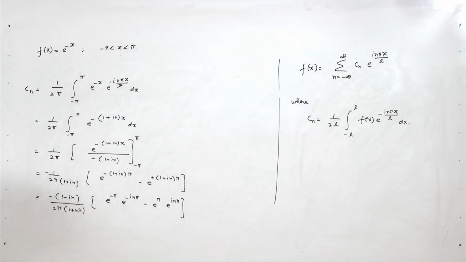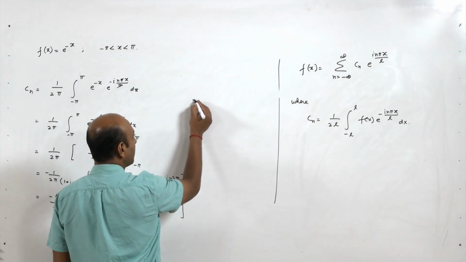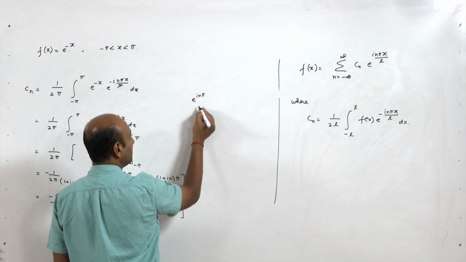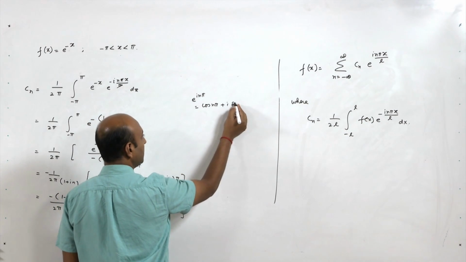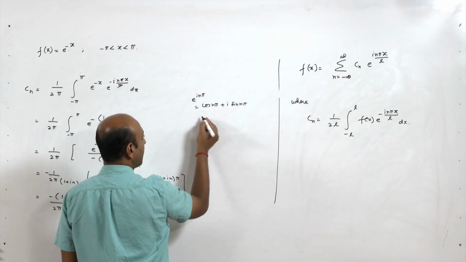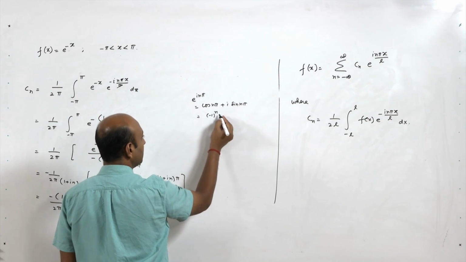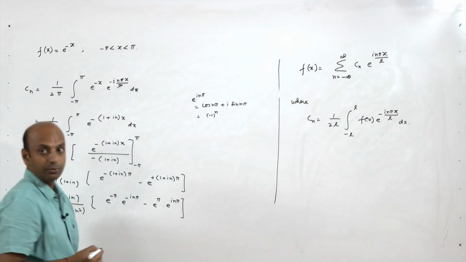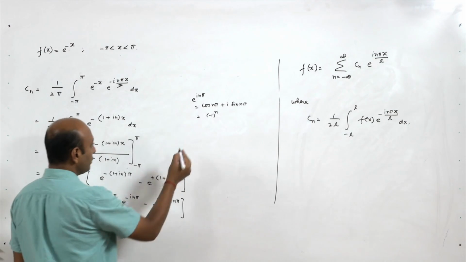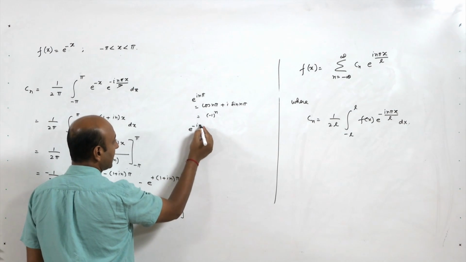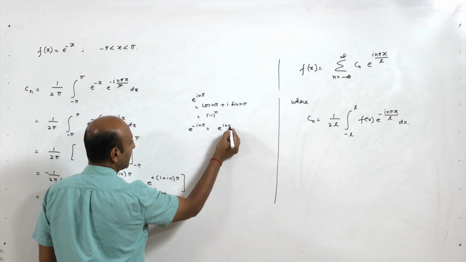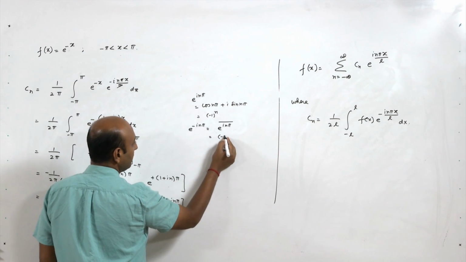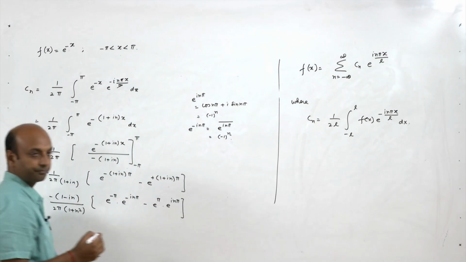Now, what is e raised to the power iota n pi? E raised to the power iota n pi will be nothing but cos n pi plus iota sin n pi, and it is minus 1 raised to the power n, since sin n pi is 0. And similarly, when you find e raised to the power minus iota n pi, that is nothing but the conjugate of e raised to the power iota n pi, so that will also remain minus 1 raised to the power n.